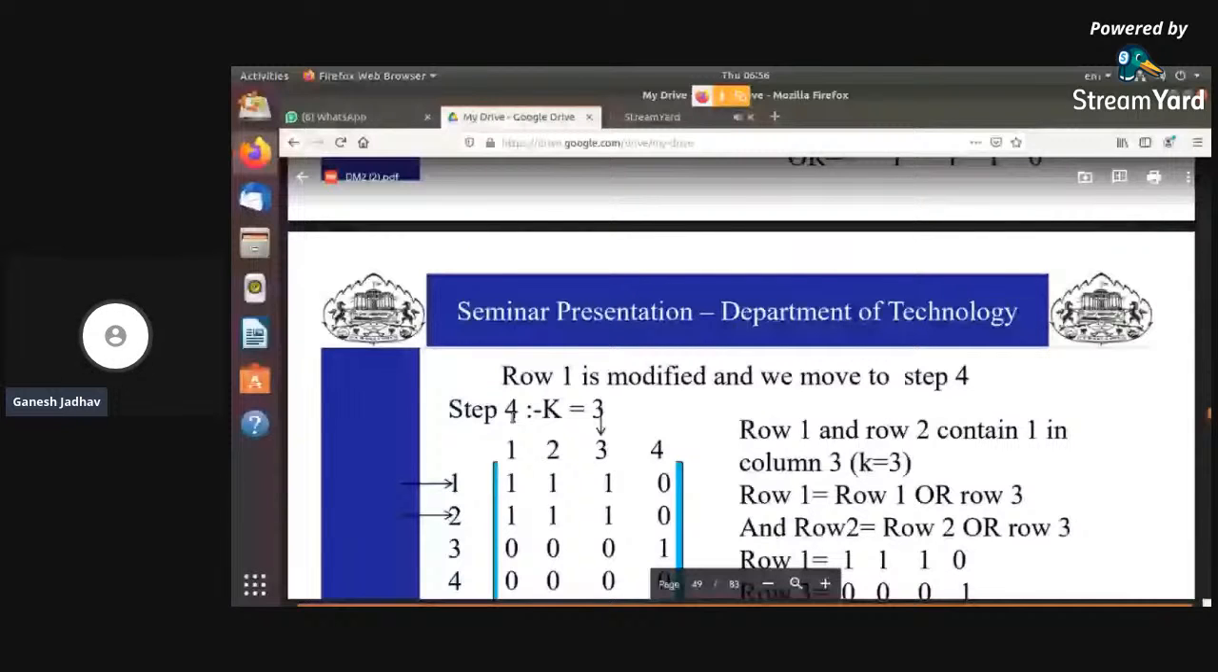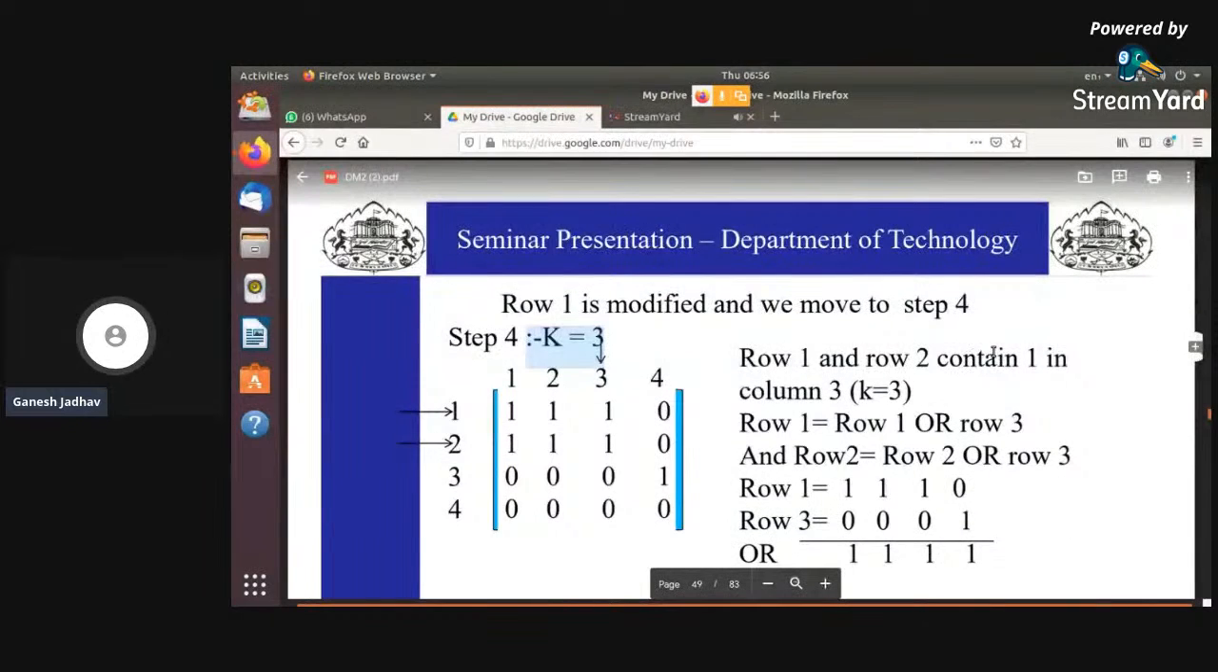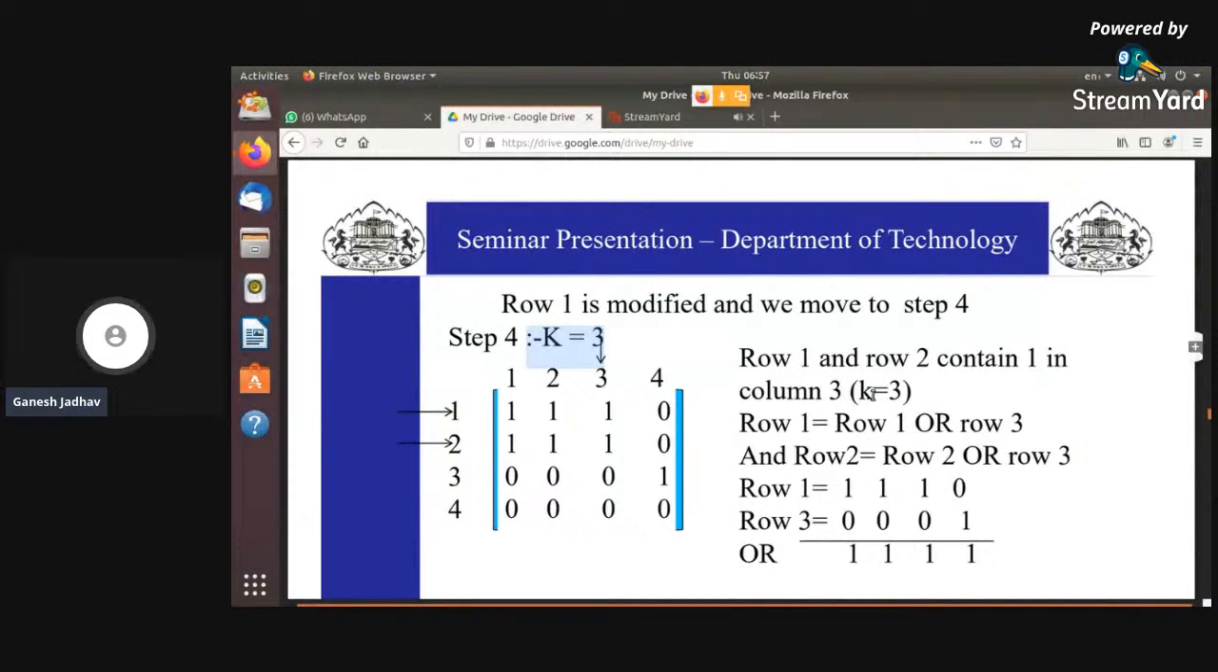K is equal to 3. So why is k equal to 3? Because here k is equal to 3. So go toward your third column and find out where is 1. Row 1 and row 2 contain 1 in column 3. So k is equal to 3. What is the operation? You have to require modification in row 1 and row 2.